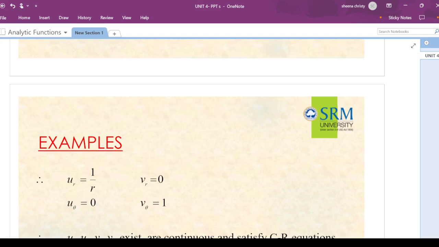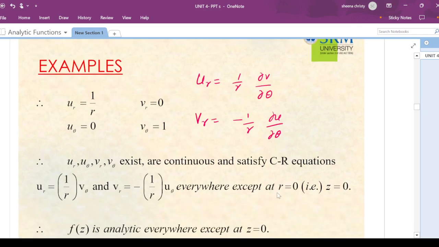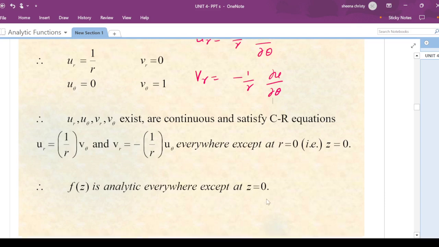Now you can check the polar form of the CR equation. What do you have? Dou u by dou r equal to 1 by r into dou v by dou theta, and dou v by dou r equal to minus 1 by r into dou u by dou theta. So you can check u r equal to 1 by r into v theta. Yes, it is satisfying. And v r equal to minus 1 by r into u theta, that is also satisfying. Therefore, you can say that log z satisfies the CR equation in polar form everywhere except at r equal to 0. r equal to 0 means z equal to 0. Therefore, f of z is analytic everywhere except at z equal to 0.